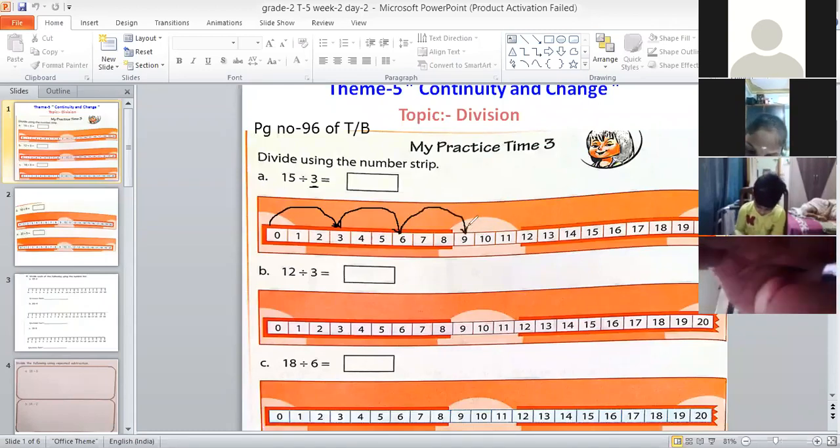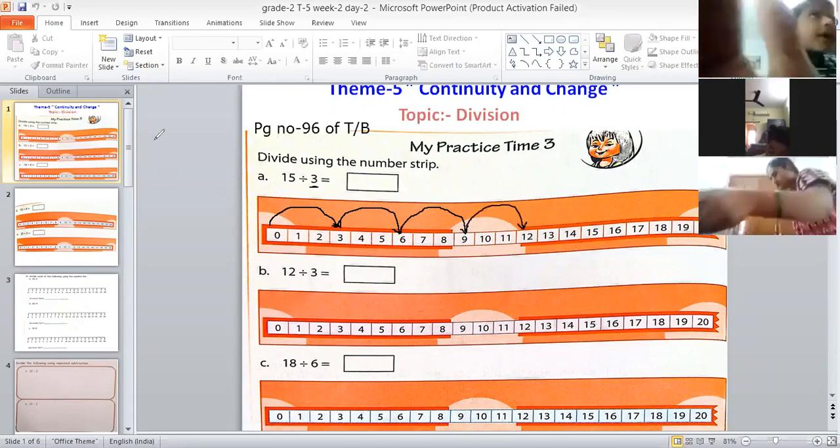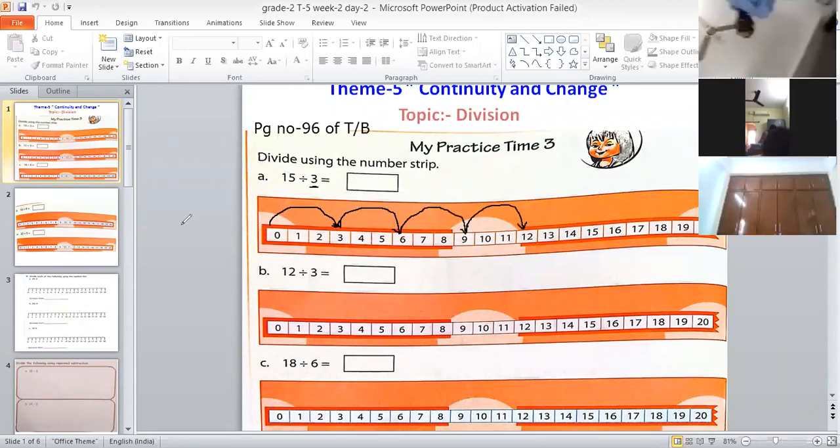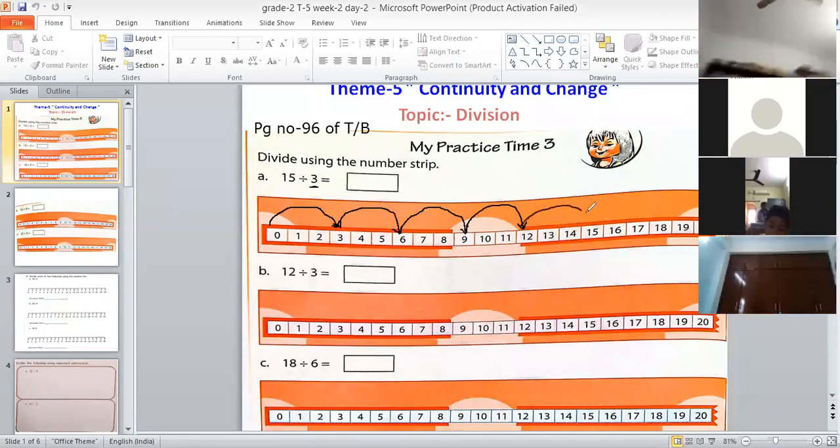Now, after 9, again we have to count forward 3 steps. Supratik, you tell me, after 9, count forward 3. Which number? 12. Very good. If we count forward 3 after 9, we'll reach number 12. That's correct. Ashrit, you tell me, after 12, which number? 15. Very good. After 12, if you count forward 3, you will reach number 15.